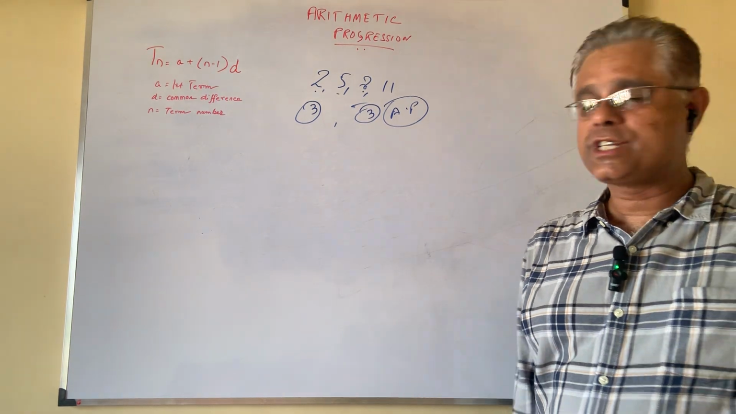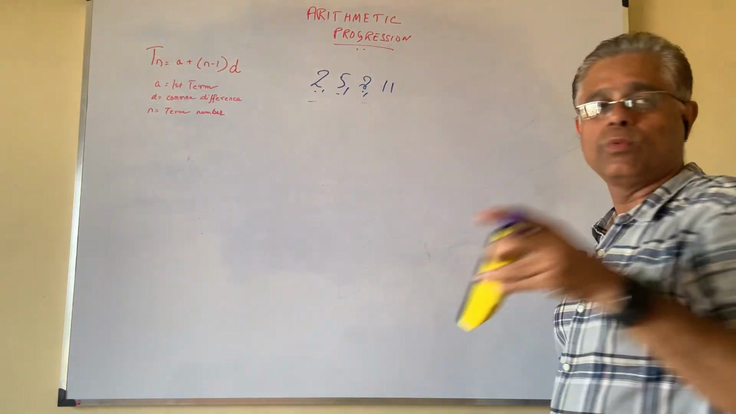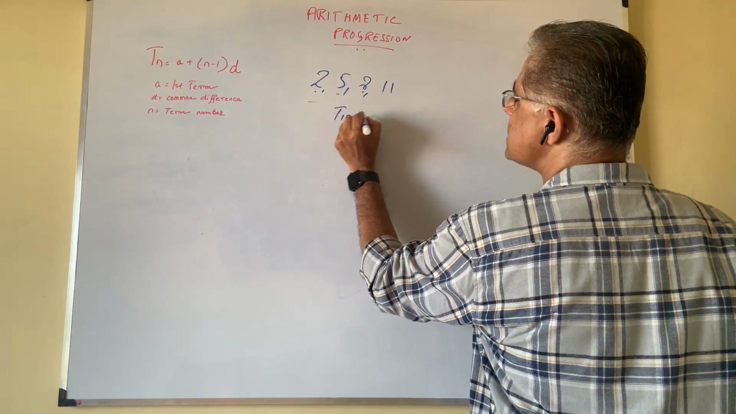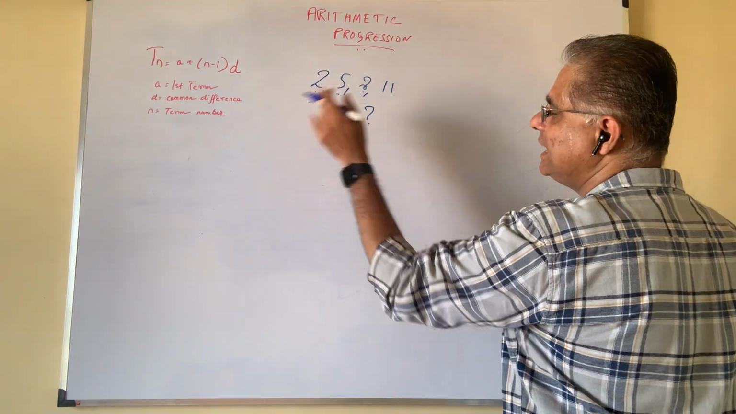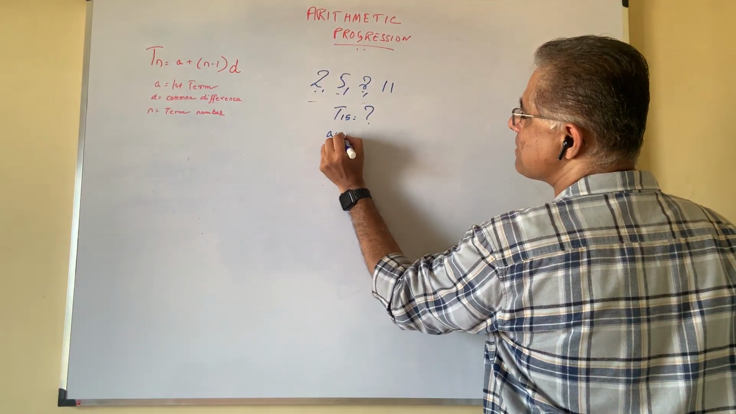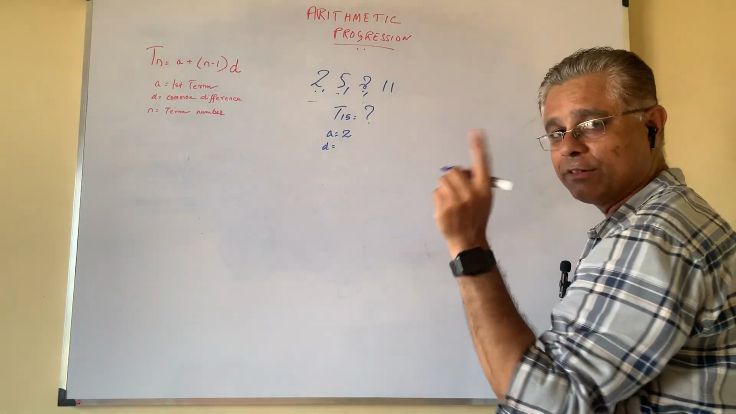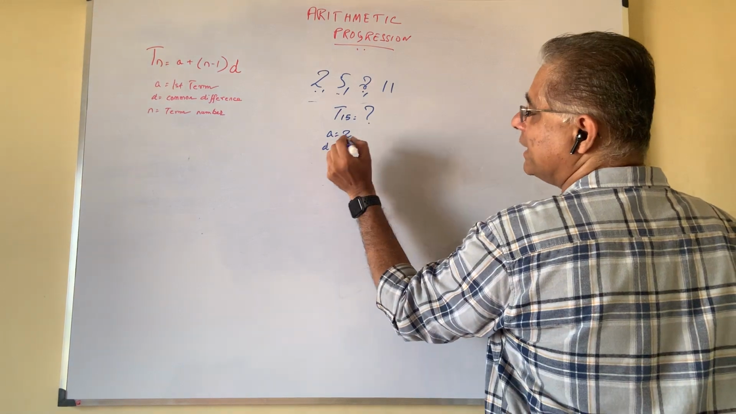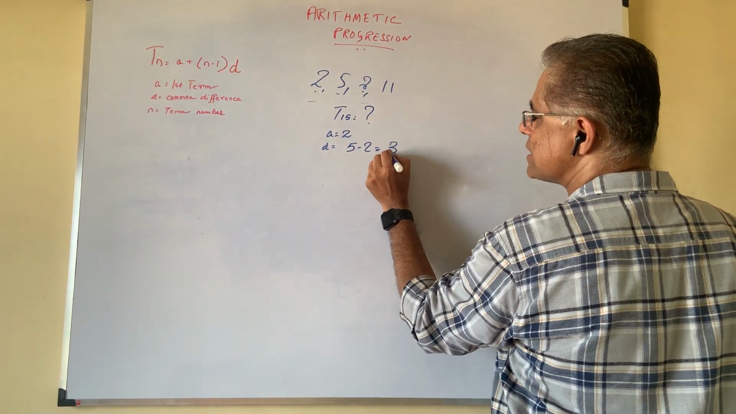Now my actual question was to find T15. Now please understand, the question was to find T15. So T15 is my question mark. So I have to judge what is A, what is D, and everything. So I know A is my first term, which is 2. The common difference D, that's the alphabet you have to use. You cannot use any other alphabet. I repeat that. D is second term minus the first term, which is 5 minus 2, which is 3.